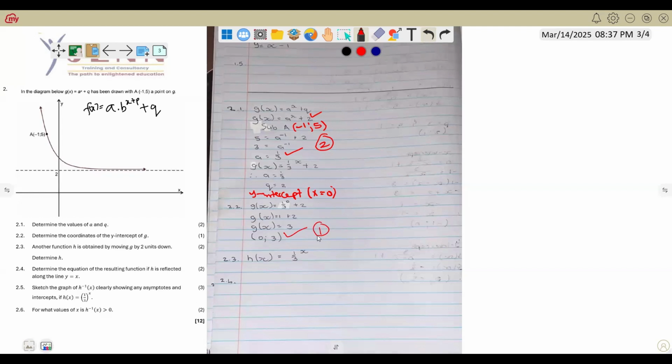As I have been highlighting for some time, you have to always take note of the keyword, coordinates, meaning our final answer must be in coordinate form. Can we please go to question 3?